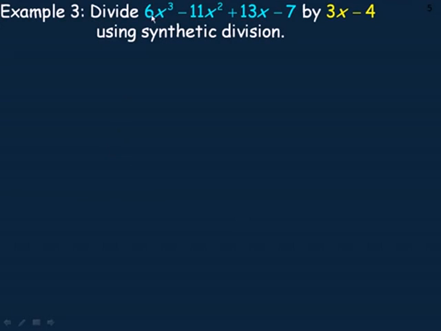In example 3, we're asked to divide this polynomial by 3x minus 4, and in this example, we're going to take a look at dividing using synthetic division when the coefficient of x is not 1. It's 3 in this case. And so there's the division symbol, and we'll put the 6 from the 6x cubed, the minus 11 from the minus 11x squared, the 13 from the 13x, and then the minus 7 constant at the end.